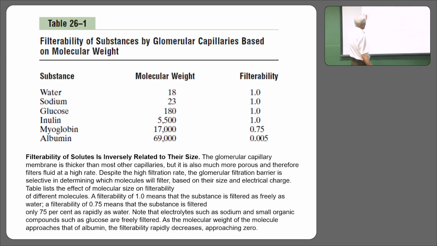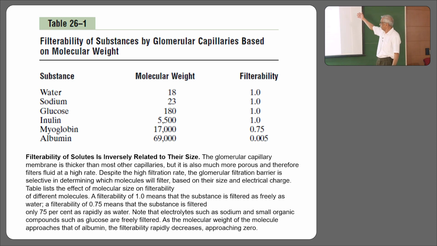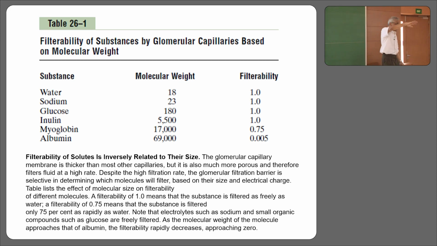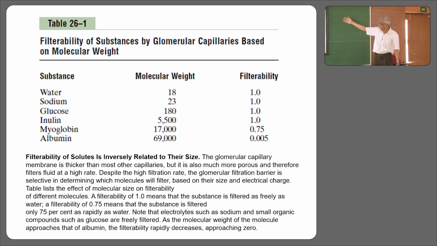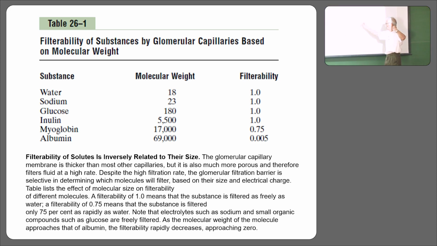Water has a molecular weight of about 18, and it is very freely filtered, with absolutely nothing to stop it. Therefore, I will call that filtrability 1, and that is my standard. So I'll compare it with sodium. Its filtrability is 1, and glucose is also 1. Inulin is a carbohydrate molecule, molecular weight about 5,000. It's again 1. But myoglobin has a filtrability of 0.75. Albumin is about 69,000, and its filtrability is very little. Not that it can't be filtered at all, but very little.